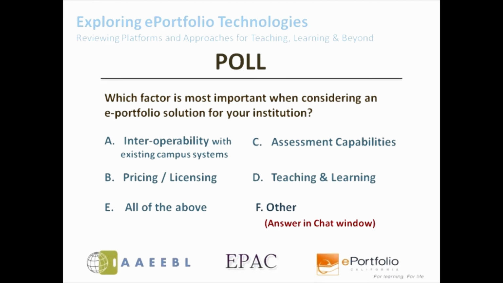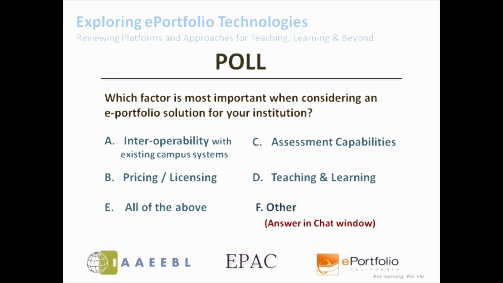This is a poll that we've been giving for each of our sessions. So if I could please direct your attention to the screen. Let me get this multiple choice up and ask you, which factor is most important when considering an ePortfolio solution for your institution? So we have A, interoperability with existing campus systems. B, is it pricing and licensing? That's definitely a concern. C, assessment capabilities. D, teaching and learning. E, all of the above, and then if you have some other answer, we'd really love to hear that, and you can chat that in the window.